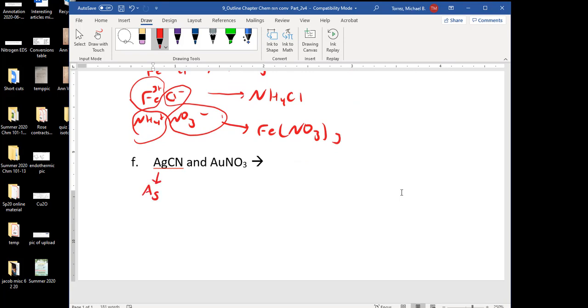This is silver. Although it's a transition metal, there's only one type of charge, so it's Ag plus, or silver plus, and here is the anion. And then here we have gold. Gold can either be a +1 or a +3. Because there's a total of 1 negative, we need a total of 1 positive. And so since there's only one of those gold, then it has to be a positive.